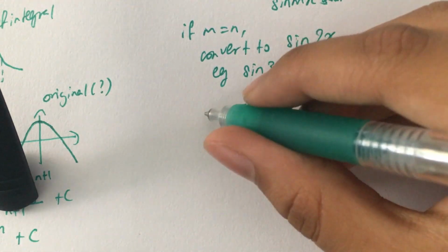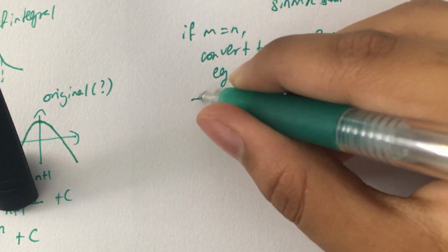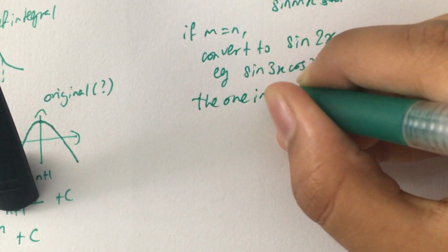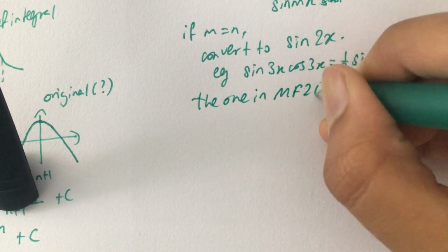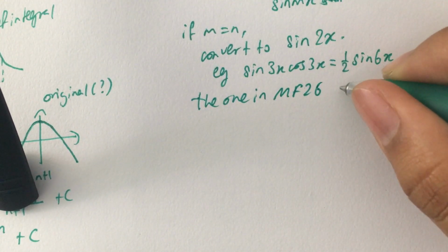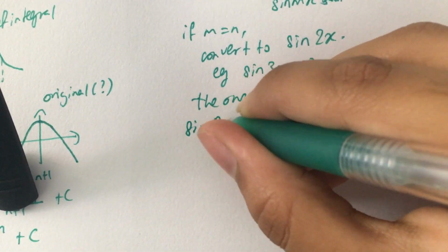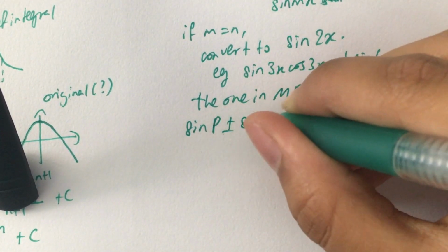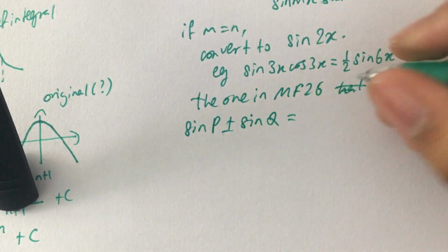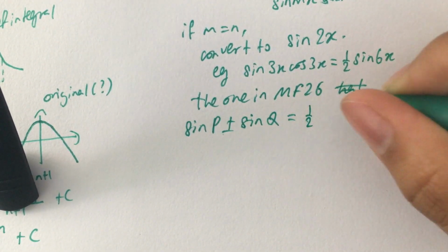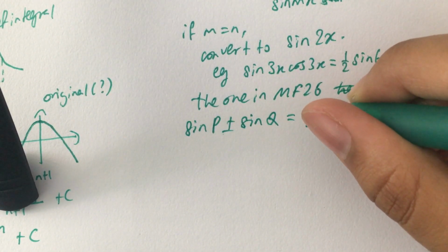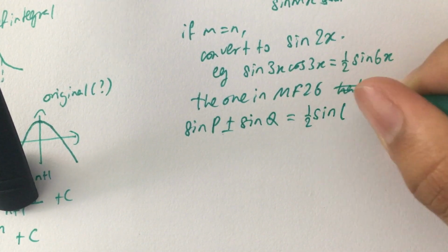But when you have a different m and n, you have to use your trigo formulas. You know, what's that thing called? The one with the p and the q, that one. Yeah. So for example, if you have sine bracket this plus this, right?